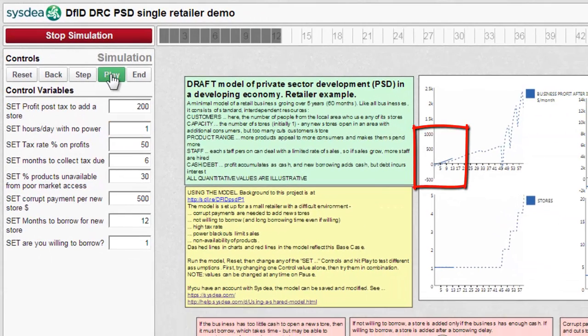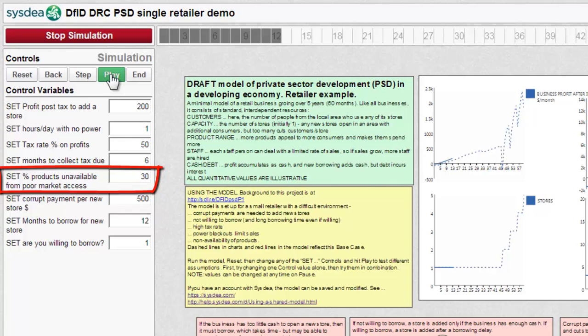You make a little more money from the extra sales in the additional hour of trading time, and this alone will eventually mean you can open a few more stores. At this time though, transport links into the city improve, so you're able to cut the percentage of products that are usually not available in your store from 30% to 20%. Run to month 24.